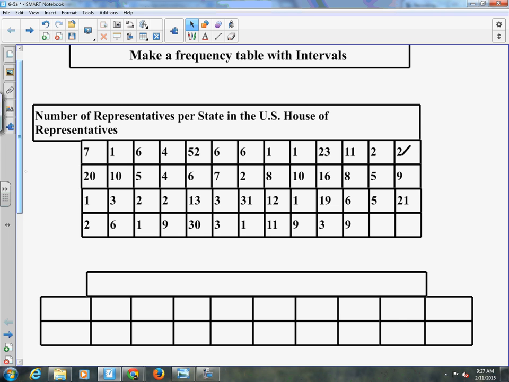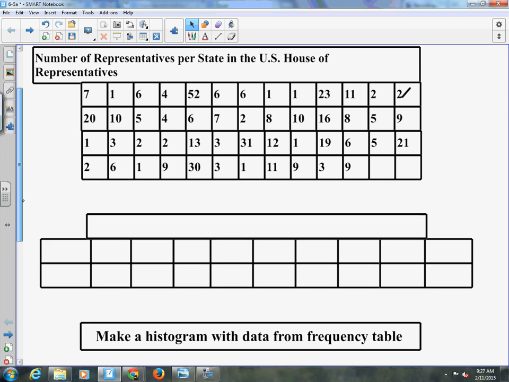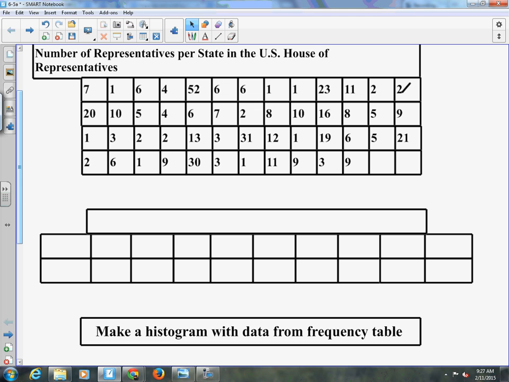That'll help. The first thing we need to do, this right here is our set of data. It is the number of representatives per state in the U.S. House of Representatives. So our frequency table, meaning how often do these numbers show up, needs to have some sort of title on it.